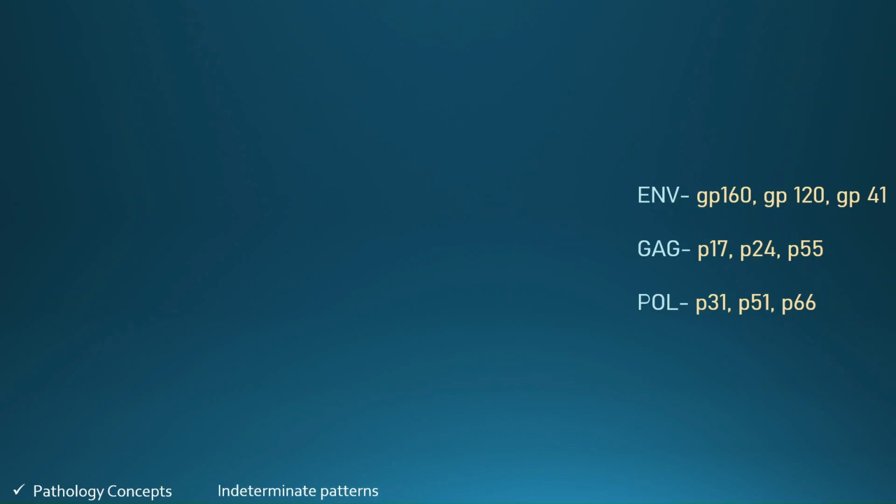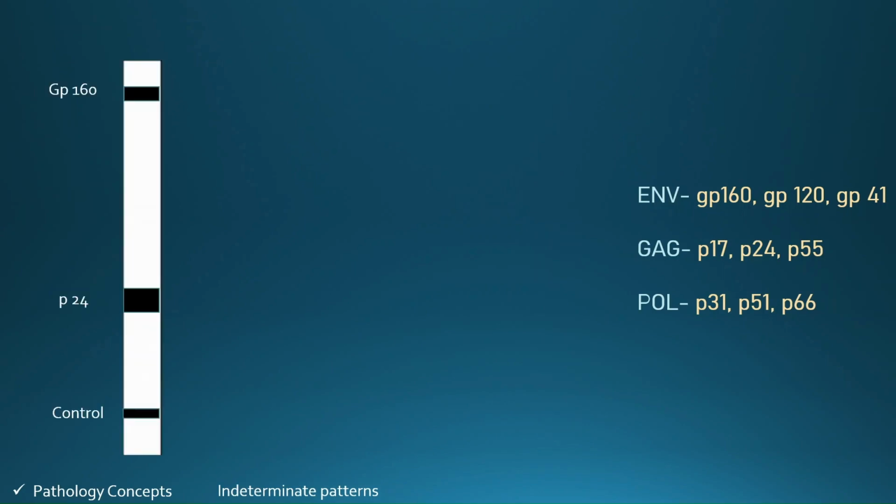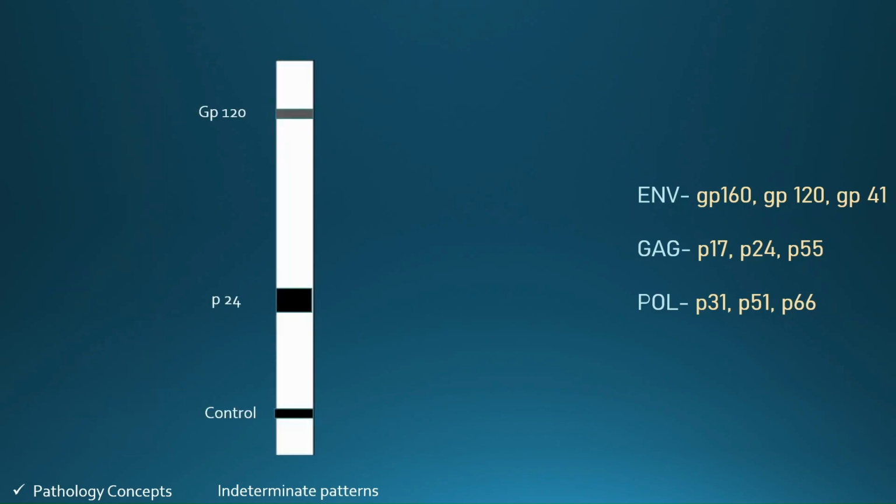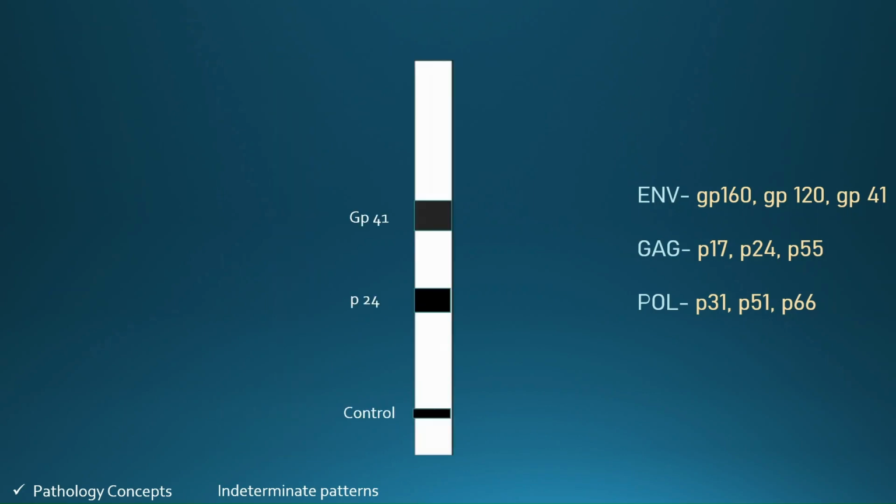Let's see indeterminate patterns. In this pattern, only one of the envelope antibodies is present and any one of the gag or any one of the pol is present, then we can say this pattern is indeterminate. Here GP160 and P24 or P17 or P31. Next is GP120 or P24 or P17 or P31. GP41 with P24, P17 or P31.